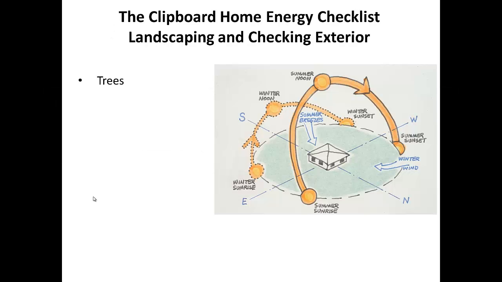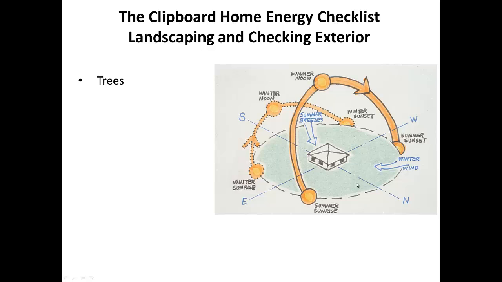We've talked about trees for landscaping already, but this is in the landscaping area. So I wanted to reiterate that when you're planting trees, the absolute best place to plant a tree is on the west side of your house. The next best place is on the east side of your house to keep the summer sun out, and then on the north side of your house, because most of the winter, at least in our area of the country, winter winds come from the north and northwest.